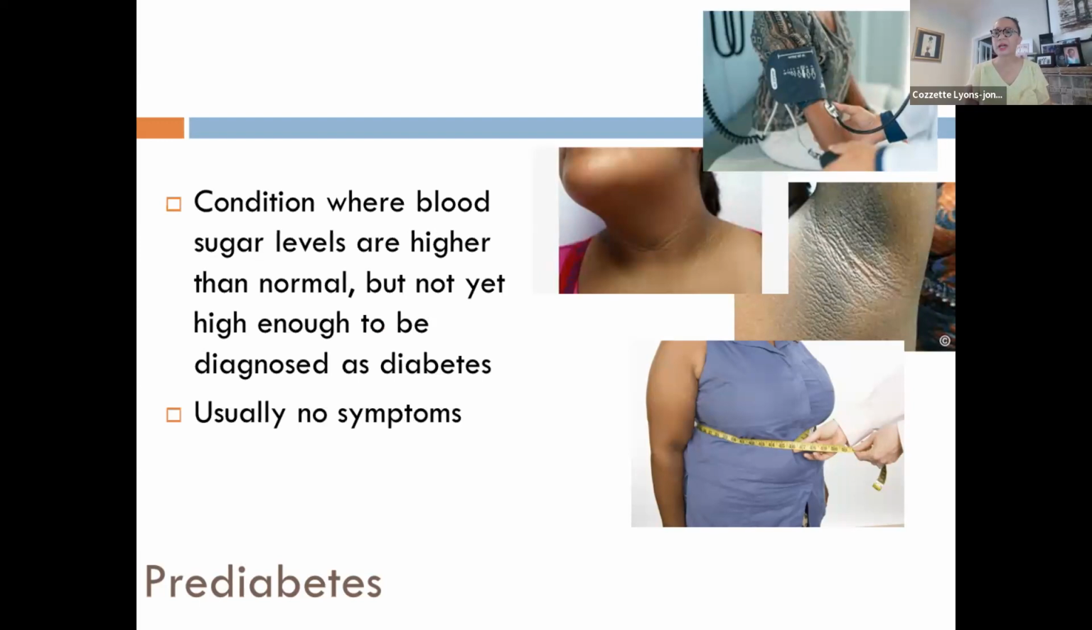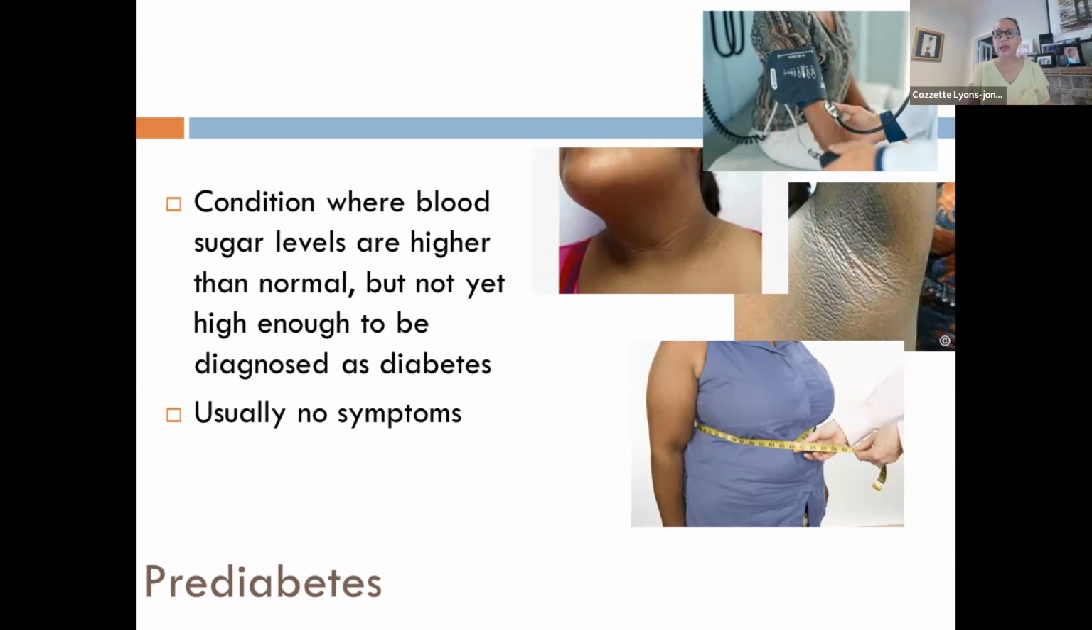When we talk about prediabetes, this is the precursor to diabetes. It's a condition where the blood sugar levels are high, but not high enough to make the diagnosis of diabetes. Typically, a person is asymptomatic, meaning they have no symptoms, but there are some telling signs on examination when you come into the office to see your physician that make us wonder if something's going on here.